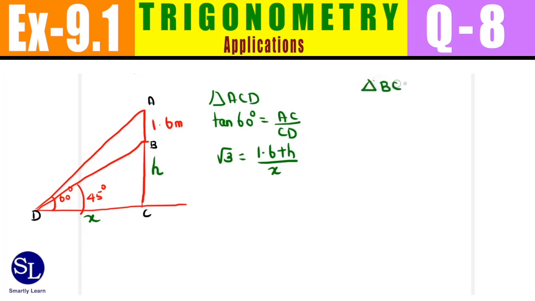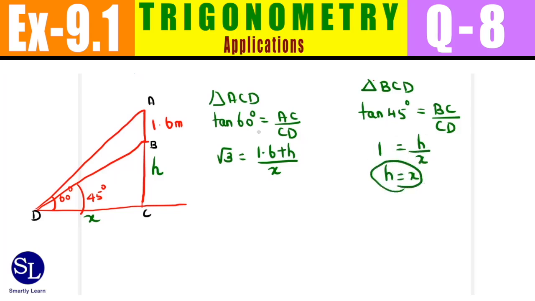In triangle BCD, tan 45 degrees is going to be equal to BC divided by CD. So that is 1 is equal to H by X, or H is equal to X. We are going to substitute this relation here. So let's see, this root 3 is equal to 1.6 plus H divided by H. So let's cross multiply. So 1.6 plus H is equal to H root 3.